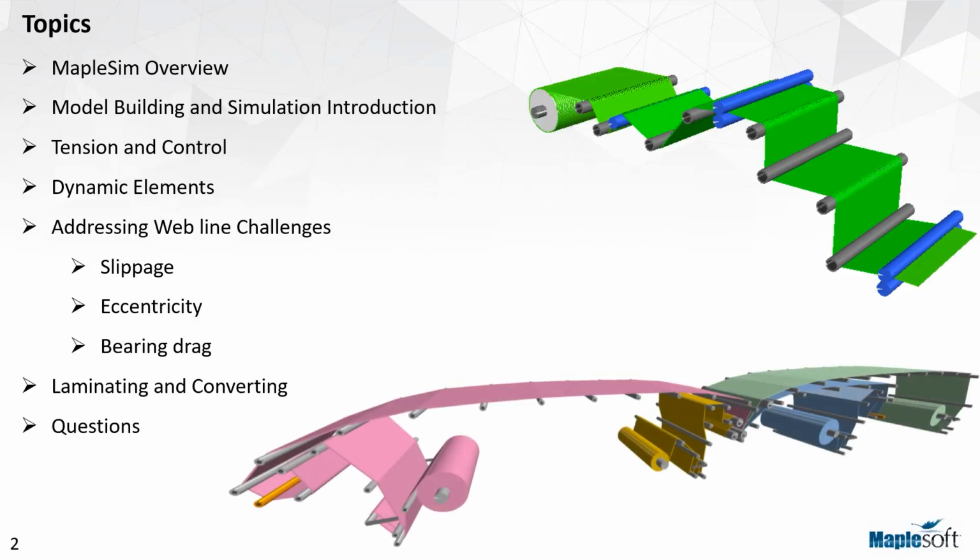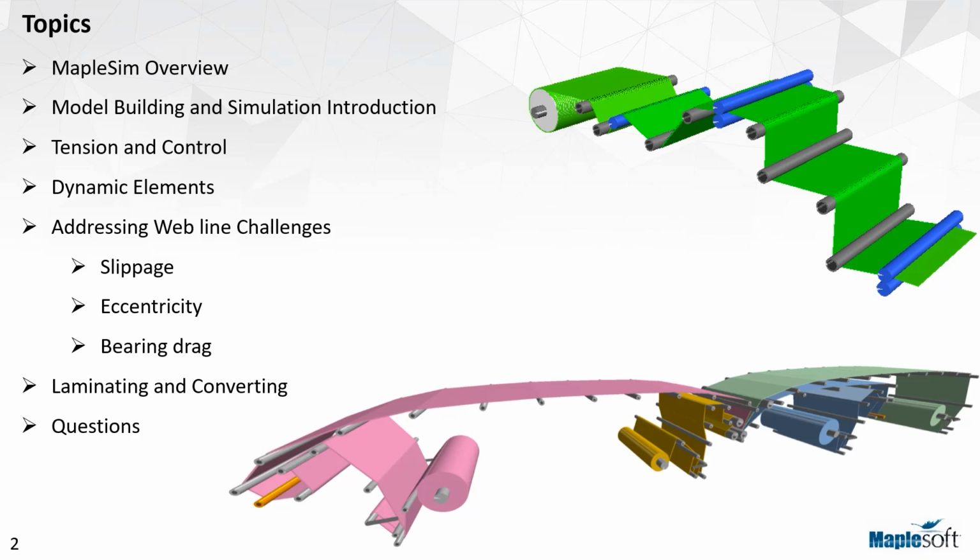Some topics that I'm going to go over today: we'll do a quick MapleSim overview. We will then go through an introduction to modeling and simulation and how you can build some simple models in MapleSim. With that will come an overview of how to apply tension and control to your system, as well as applying a controller. We'll then look at dynamic elements such as dancers and accumulators and how we can build them in MapleSim.